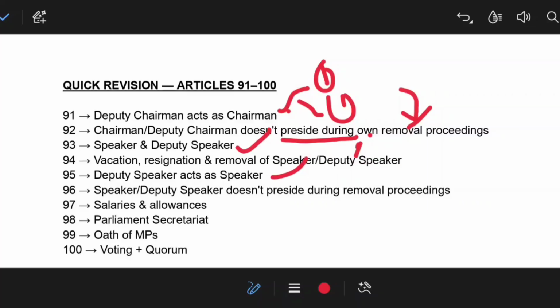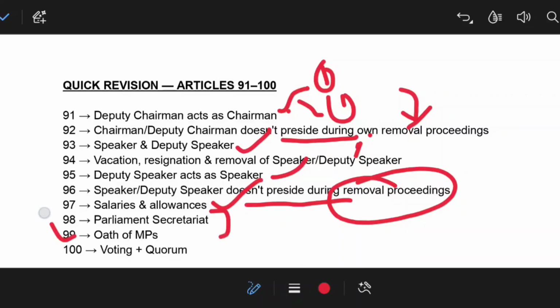Provided under Article 95. So under which article can the deputy speaker act as speaker? It is provided under Article 95. The speaker or deputy speaker does not preside when the removal of their office is under consideration. In salaries and allowances, one important thing that you need to know is Article 98 about the Parliament Secretariat: the law to be made about the recruitment process or the service conditions lies completely with Parliament, until the President can also decide. Article 99, oath of MP. So the President has the power to make sure that every newly elected MP subscribes to an oath, before the President or any person authorized by the President.